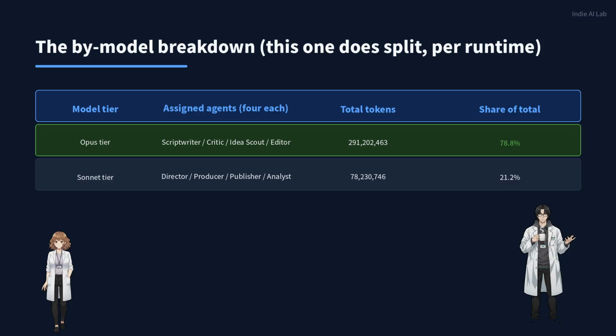And the measurement, the Opus tier is 291.2 million tokens, 78.8% of the total. The Sonnet tier is 78.2 million, 21.2%. The deeper thinking the role, the more context it rereads. Critiquing and editing shuttle back and forth over long context, again and again. By the way, the densest single day was one Opus row with cache read at 47.2 million tokens.